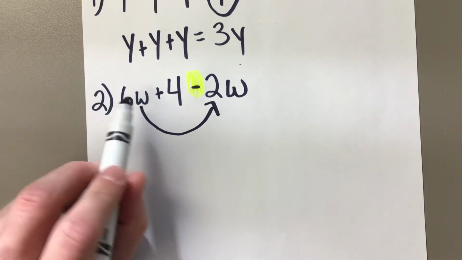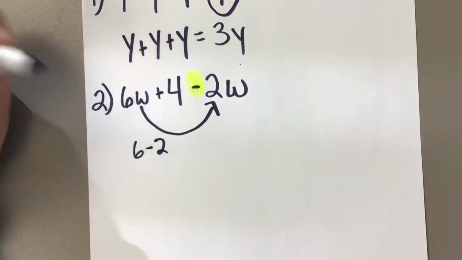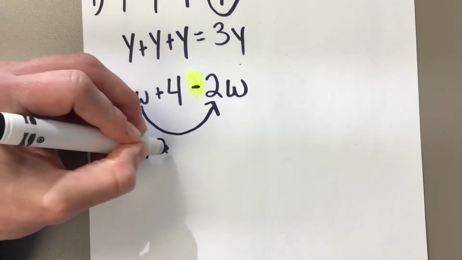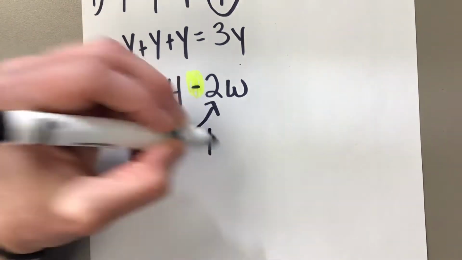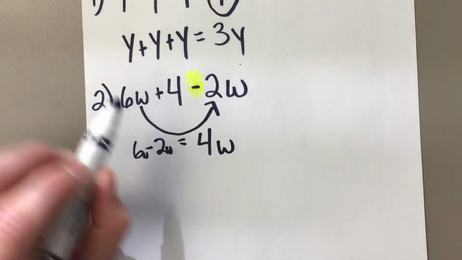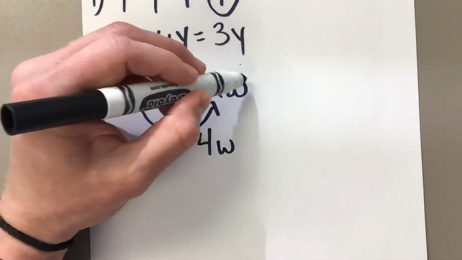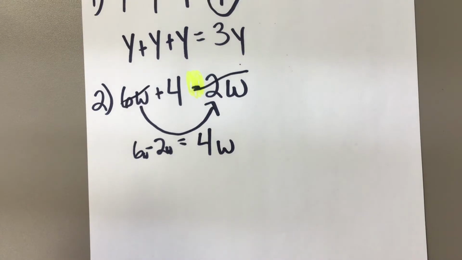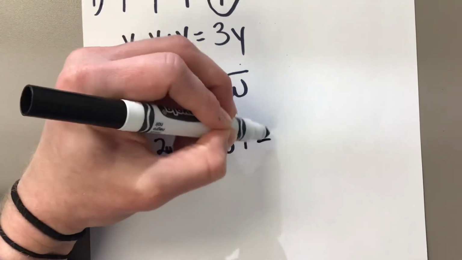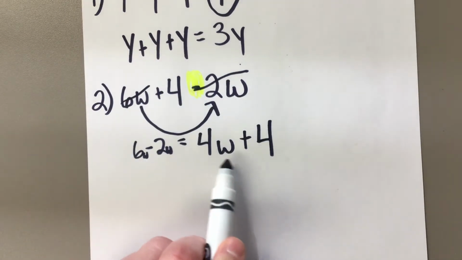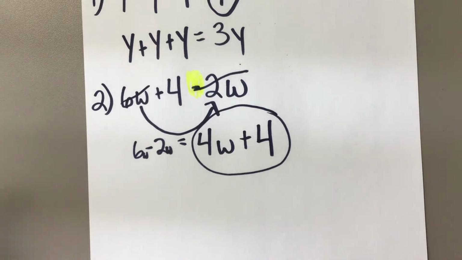I know that 6 minus 2 is 4. But since I have a w behind both of those, it's going to be a 4w. So now I have 4w, and since I've already solved those, I'm left with my number, which is 4. So 4w plus 4 would be your answer for that one.